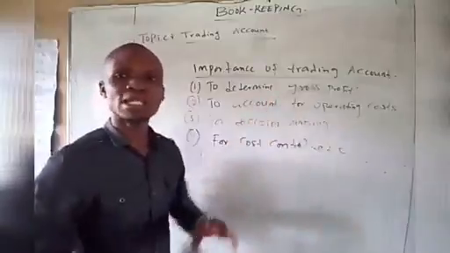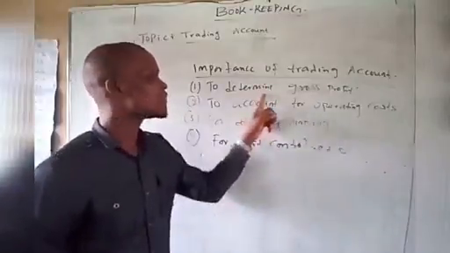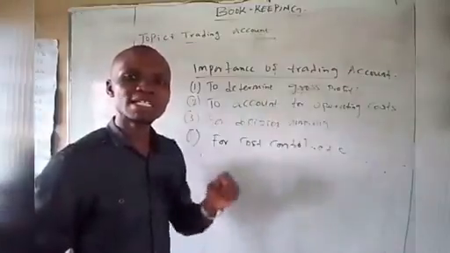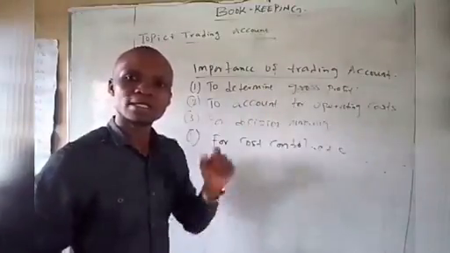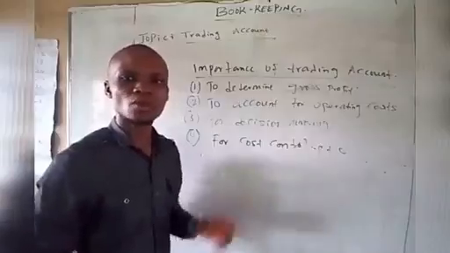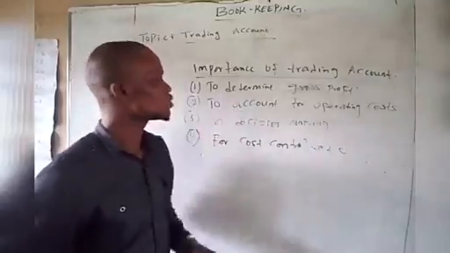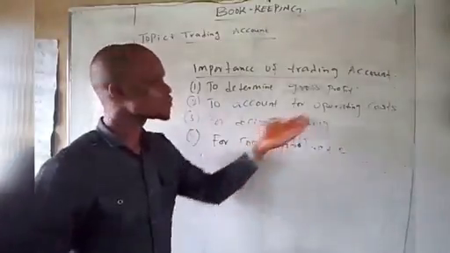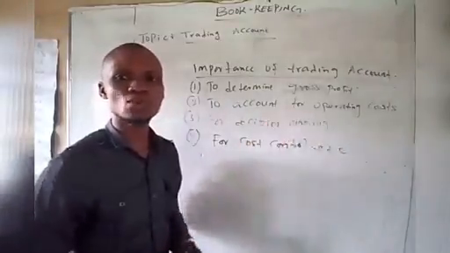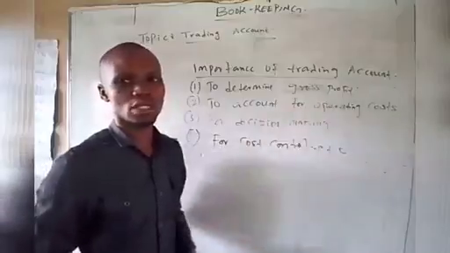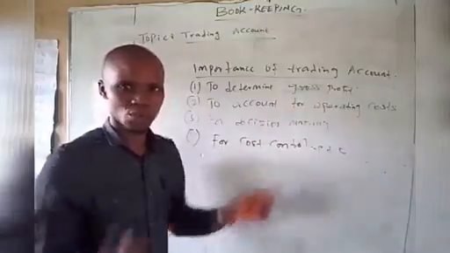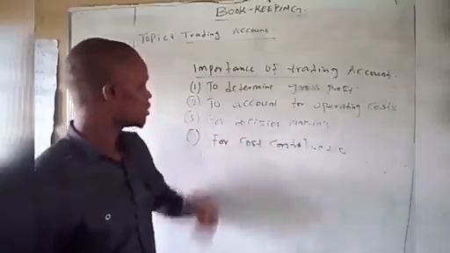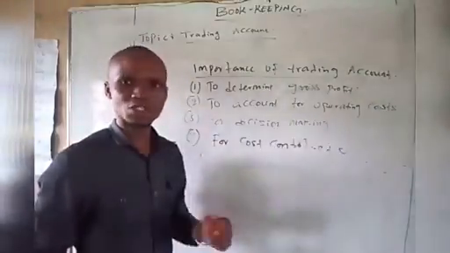The first one is to determine gross profit of the business, and gross profit is the difference between net sales and the cost of sales. Number 2, to account for operational cost. The purpose of preparing trading account is to enable business owners to know their operational costs, and operational costs are those costs that are associated with what? The manufacturing processes.